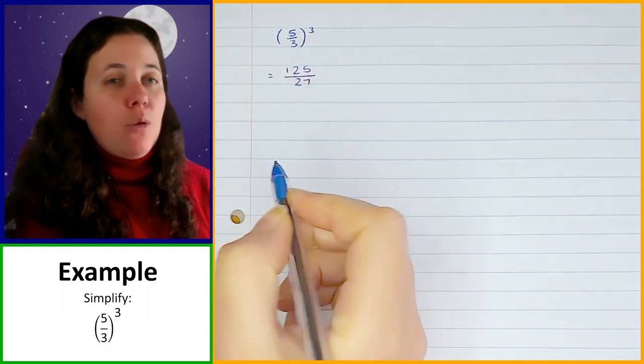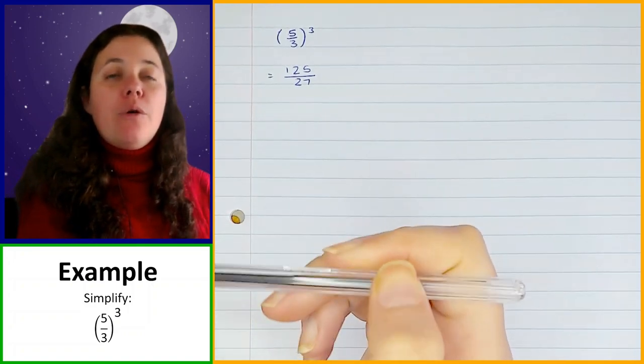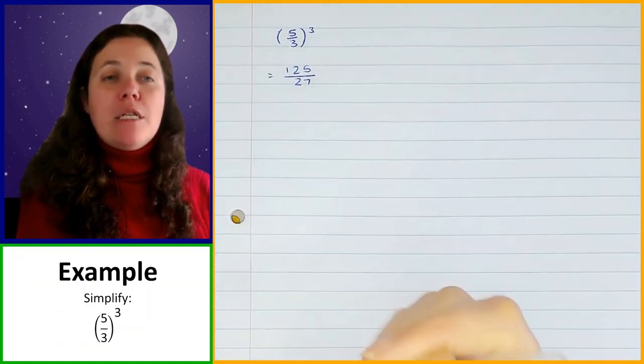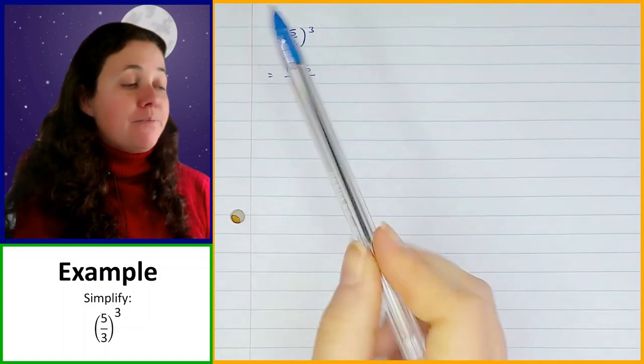So when you are working with a common fraction, where you've got a numerator and a denominator, you apply the exponent to the numerator and the denominator separately. Just like we did when we were squaring, we do the same thing when we are cubing.